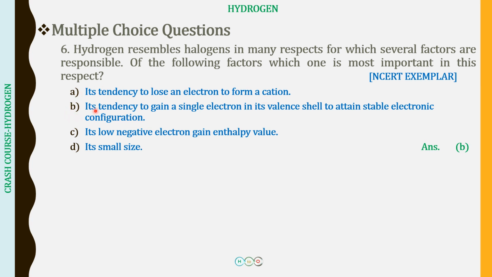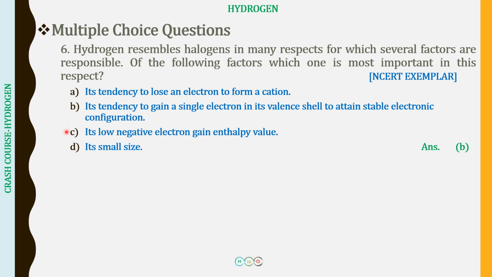Okay, the next choice is that it has a tendency to gain an electron in its valence shell to attain stable electronic configuration. This is going to be similar to the halogens. Halogens have the general electronic configuration ns2 np5. If they gain one electron, they will attain the configuration ns2 np6, that of the noble gas. Similarly, hydrogen has the electronic configuration 1s1. If it gains one electron, that will be the configuration of helium, 1s2, again a noble gas. So the tendency to gain an electron in the valence shell is similar for hydrogen and halogens. This means that the choice B is correct.